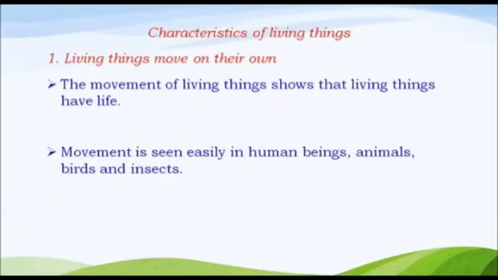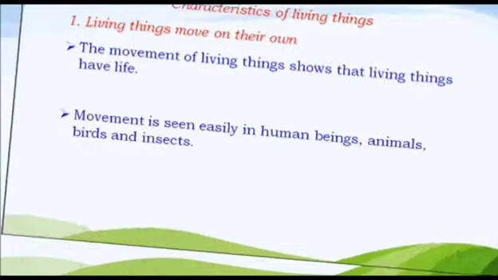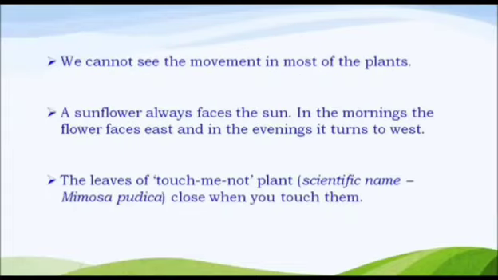Here are the characteristics of living things. The first characteristic is that they move on their own. The movement of living things shows that living things have life. Movement is seen easily in human beings, animals, birds, and insects. But non-living things can't move on their own. We cannot see movement in most plants, but we can see it in human beings or animals.